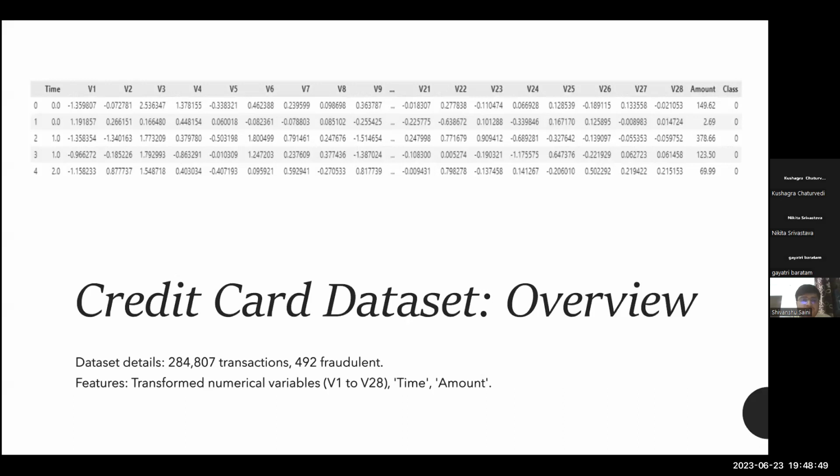Now, the dataset which is provided to me is the credit card dataset, and its overview is: the dataset consists of 2,84,807 transactions, out of which 492 transactions are fraud. It includes transformed numerical variables V1 to V28 that have undergone principal component analysis (PCA), as well as time and amount features. Understanding the characteristics and composition of the data set is very crucial for effective data exploration and analysis.